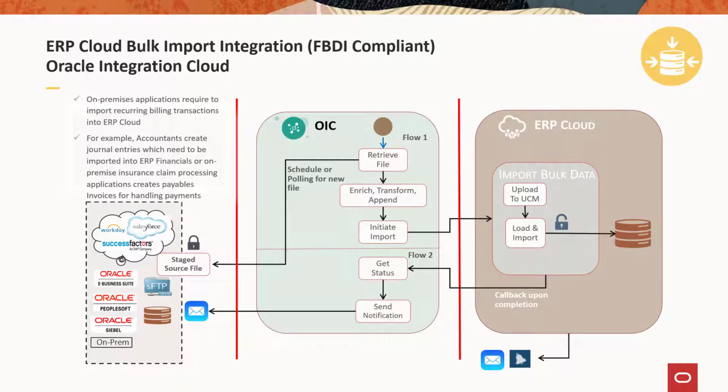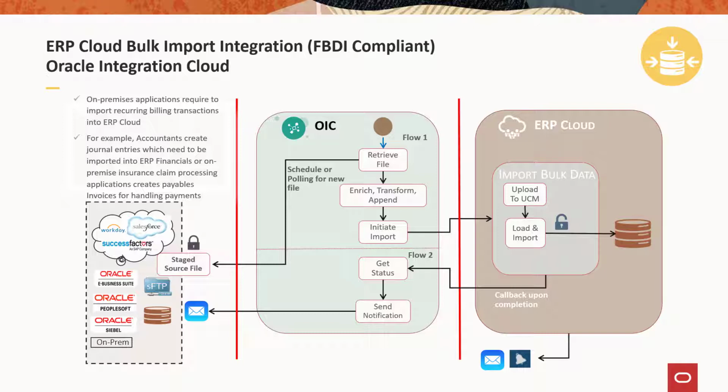Here's an example of that. What we do is we retrieve a file from a source. This could be any one of many different sources. It could be a CX application. It could be another ERP system, and we need to load it into ERP Cloud. So first of all, we have a scheduled flow where we poll for the new file. We retrieve that file. We do any enrichment and transformation, and then potentially in a loop, we append that data into a stage file, and then we initiate the import into Fusion ERP.